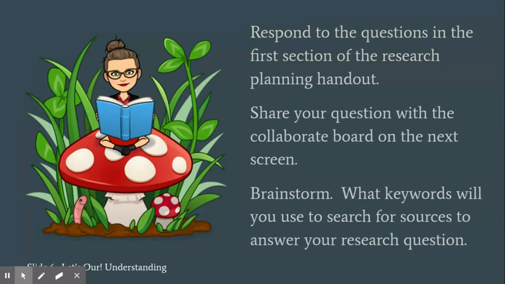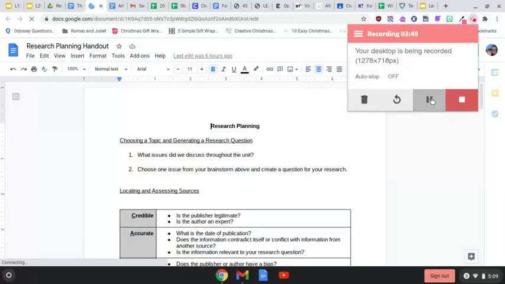Now, let's look at the research planning handout. If you look at the research planning handout, you're going to actually be focusing on the top section, the first two questions for the next few minutes. You're going to answer the questions under choosing a topic and generating a research question. Number 1, what issues did we discuss throughout the unit? Number 2, choose one issue from your brainstorm above and create a question for your research.